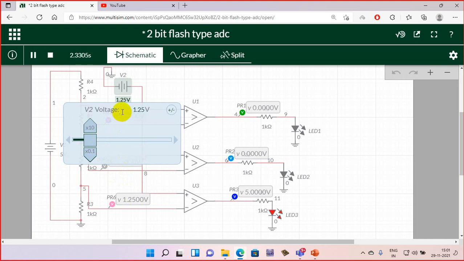So in this case, we see that when input voltage is 1.25, we are getting a 1 at the output. As you change the input voltage with the slider up to 1.75, 1.8, 1.9, 2, it is not changing the state. At 2.25, this is showing 1. So resolution is not good for 2 bit. It needs more bits to have better resolution. At 2.5 volt, we are getting 3.